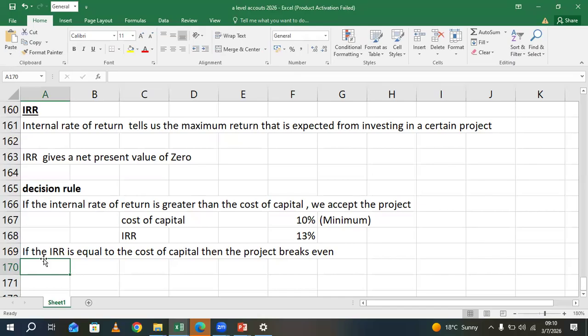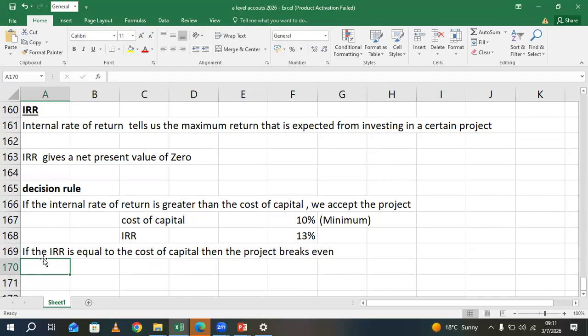We can, however, go ahead with the project if it has non-financial benefits, such as if we are still new in the industry and we just want to get recognized in the market. We can still go for the project as long as we are not going to be making losses. We just want to penetrate the market. But if we are aiming for a profit, then we need a project with an IRR above the cost of capital.